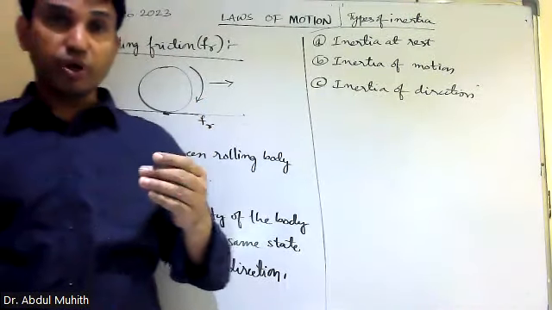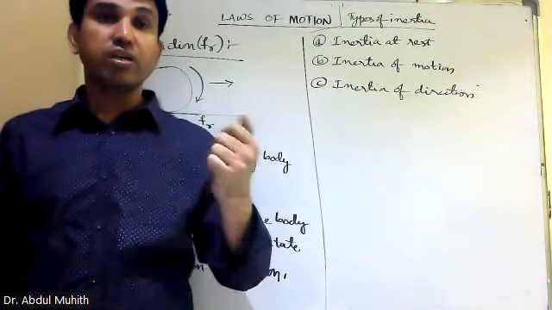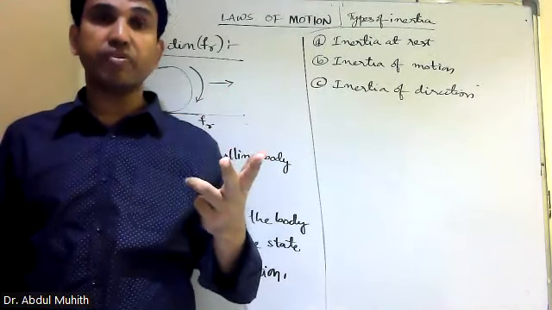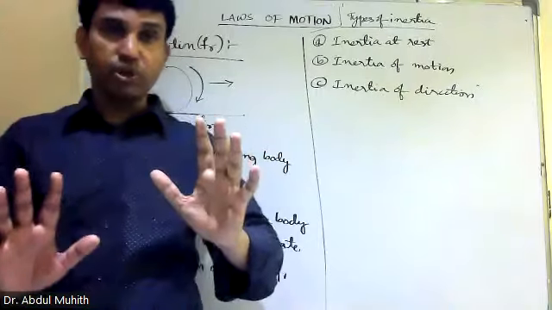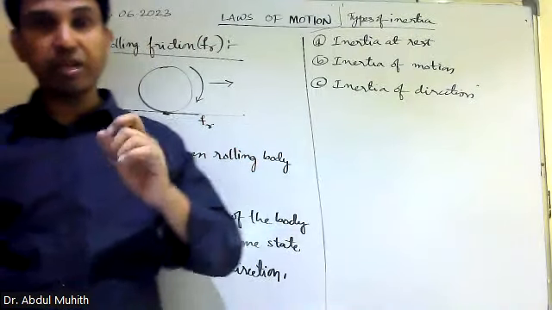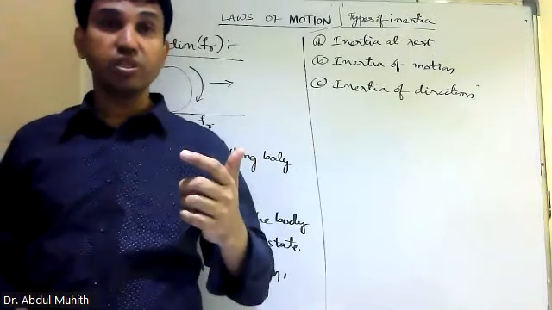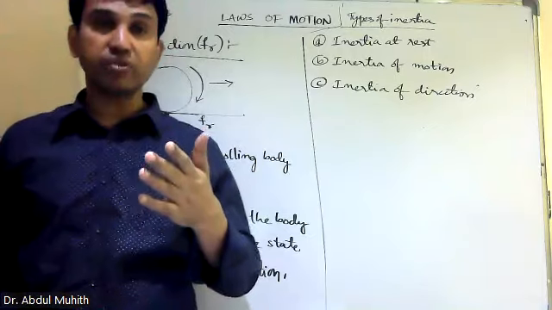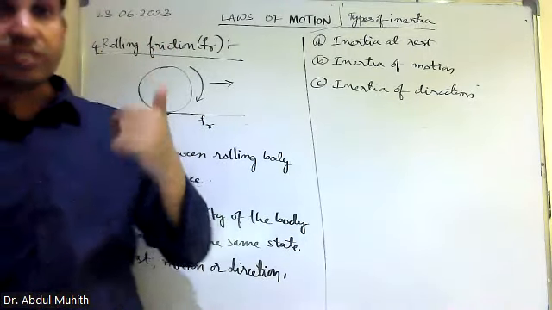Opposition to the motion of the body is said to be friction. There are four types of friction: static friction, limiting friction, kinetic friction, and rolling friction. Static friction means you are applying a force on the body and the body doesn't move. My applied force is less than the frictional force, and the body doesn't accelerate. The acceleration of the body is zero. That is said to be static friction.